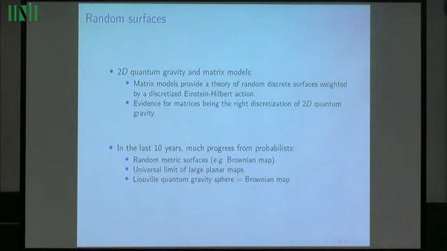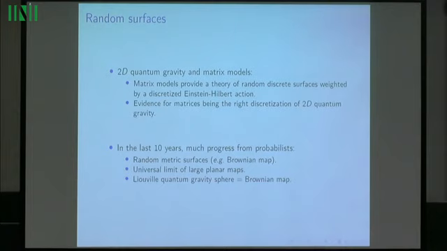We saw still another example yesterday. But there has been a lot of progress in the last 10 years, mainly, I should say, from the probabilistic side, of course with interaction with the physicists and combinatorists. There has been construction of many different random metric surfaces. The most prominent example is the Brownian map or Brownian sphere. We saw a picture yesterday. Remember this kind of sphere with spikes everywhere.